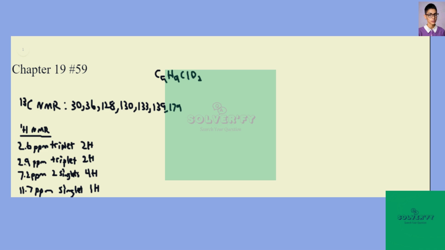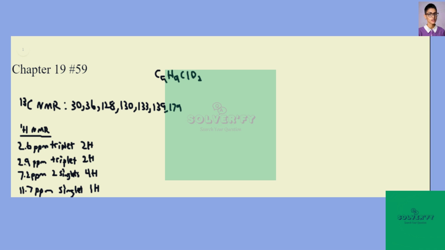This is the answer to Chapter 19, problem number 59 from the Smith Organic Chemistry textbook. This problem says, propose a structure for molecule D, which has a formula of C9H9ClO2, consistent with the given spectroscopic data. And then we're given carbon-13 NMR signals, and we're given a proton NMR spectrum. And so we need to use these two types of NMR and this molecular formula to propose a structure.